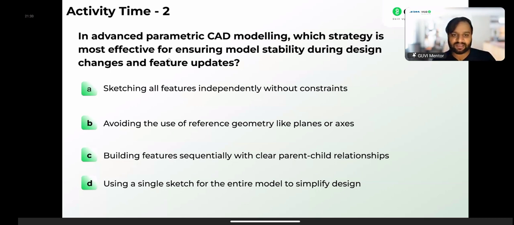Parent-child relationship basically means we are designing our CAD model and we have given all the values in the parametric modeling box. That box, those values, are interconnected to this model. When we update any value in that, the model will be automatically updated. That is what we call a parent-child relationship. So C is the correct answer. Hope you understood, guys.